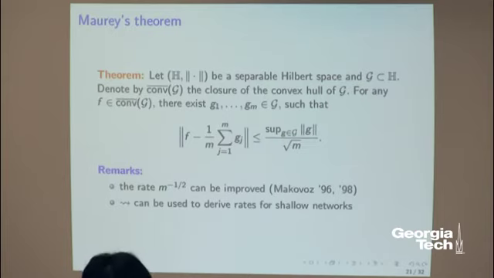And that can be used to derive shallow networks, because essentially it does the Riemann approximation step for you. You can define that to be the integral, and then within this integral you can find such a sum which approximates with rate 1 over square root of m.